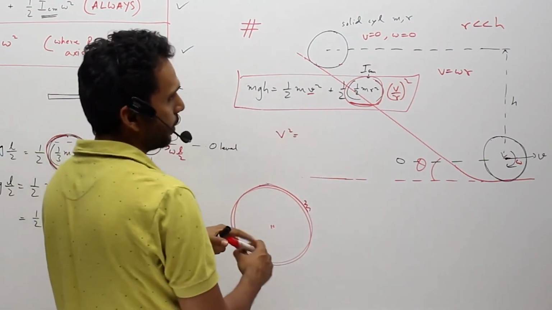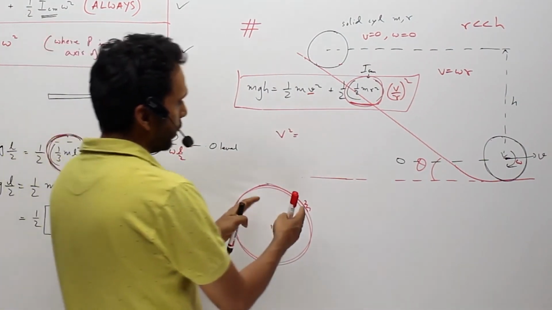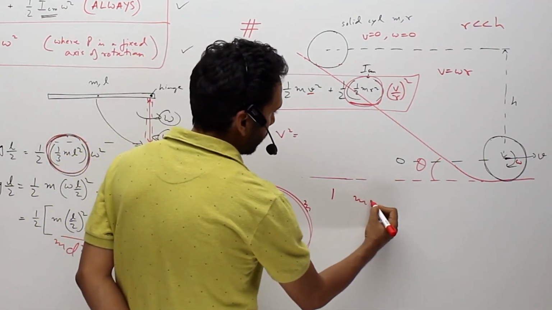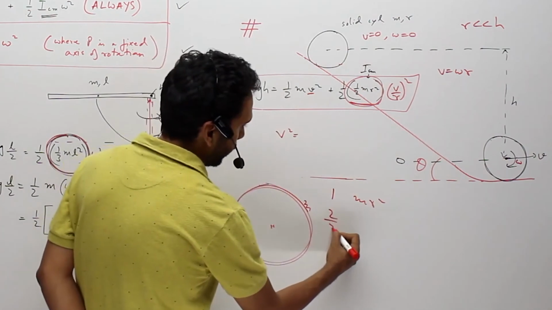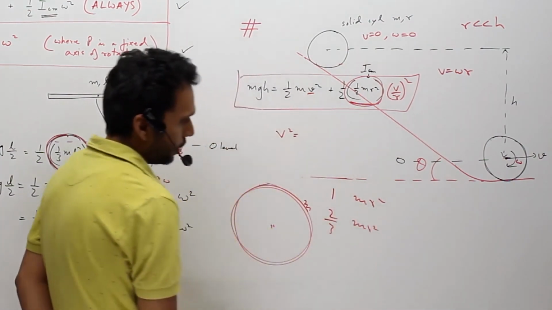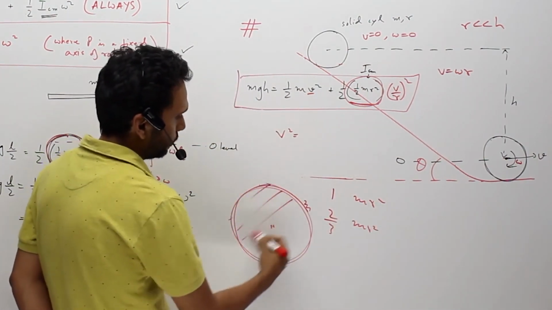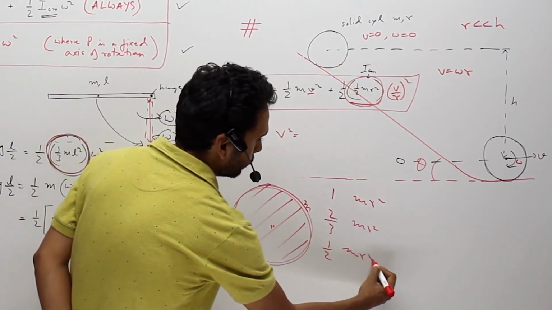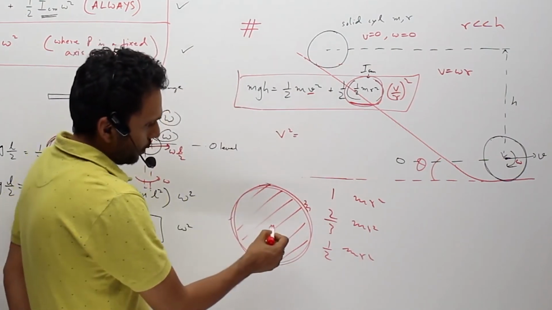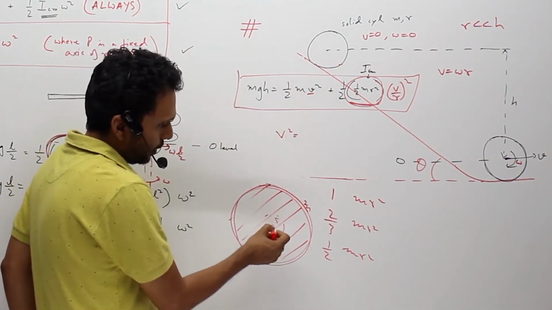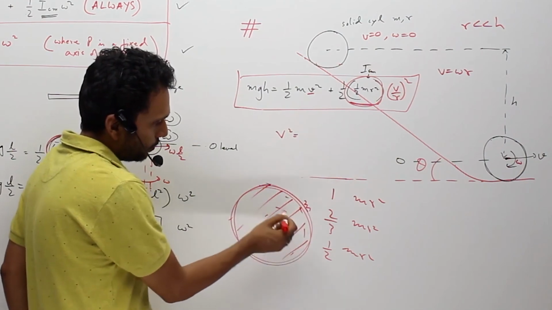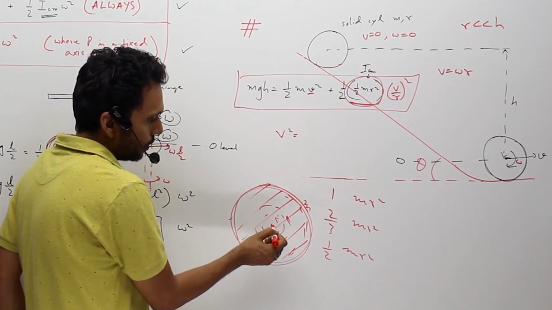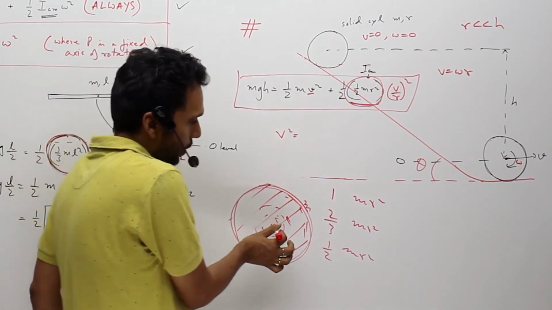So it is lesser than that, that is 2 by 3. Your moment of inertia of a ring is 1 mr square. Hollow sphere would be 2 by 3 mr square. Your solid disk or a cylinder would be half mr square, because a lot of mass is near the axis, some mass is away, a lot is away and a lot is very near to the axis. So that's your axis of rotation, that is half mr square.